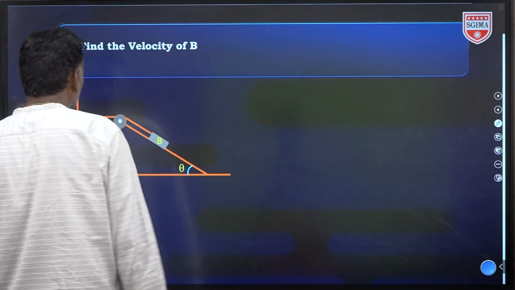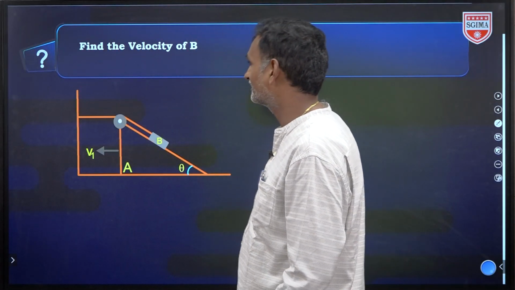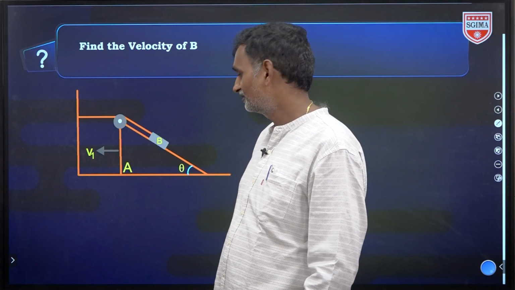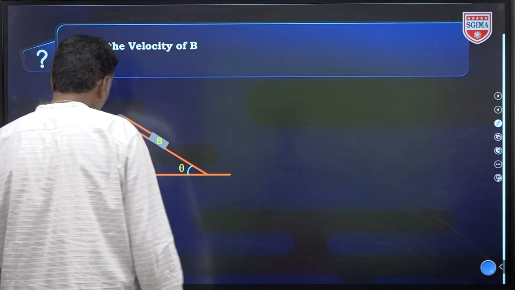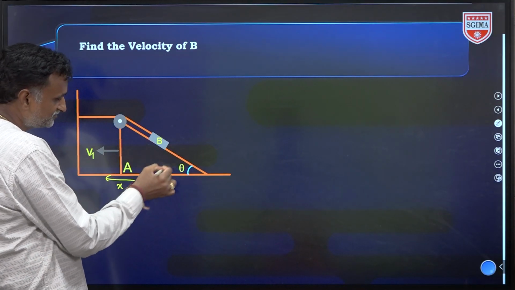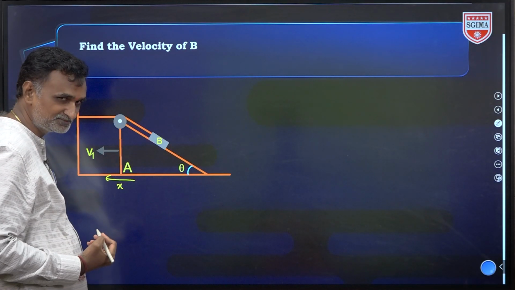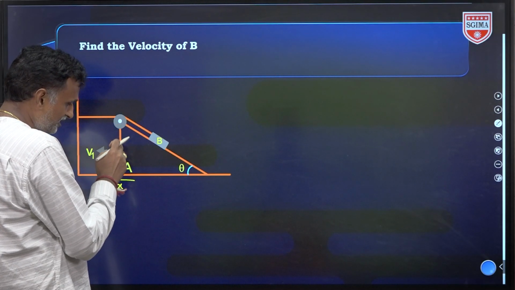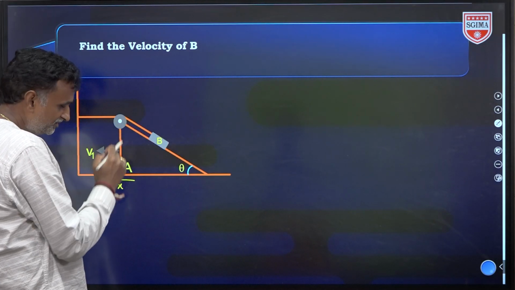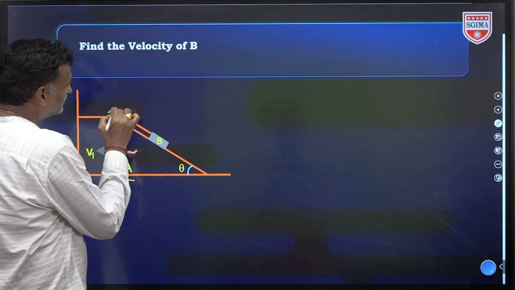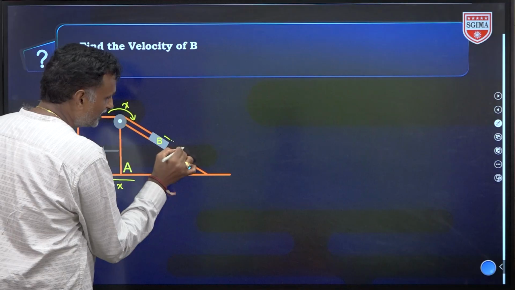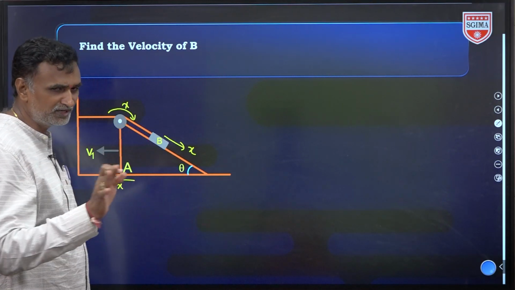Here one more point: they are asking to find the velocity of B. With what velocity will it go upward? So we need to find that. Let us see. Suppose wedge A covers a displacement x. This pulley is also fixed to A, so it also moves backward, to the left side, by the displacement x. Then how much string becomes loose here? x, right.